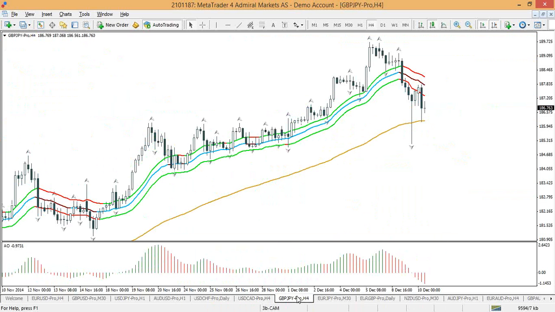Dollar CAD is just going sideways for the moment. Pound yen had a very big fall, a few hundred pips fall. Crazy.